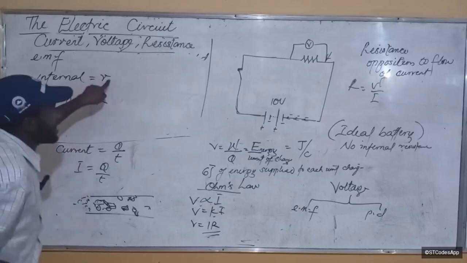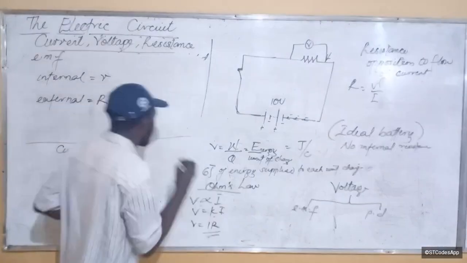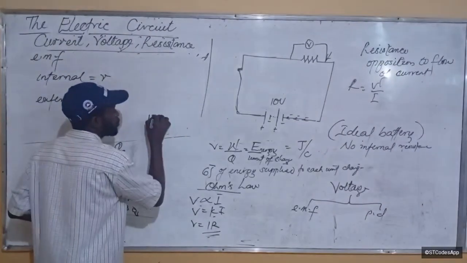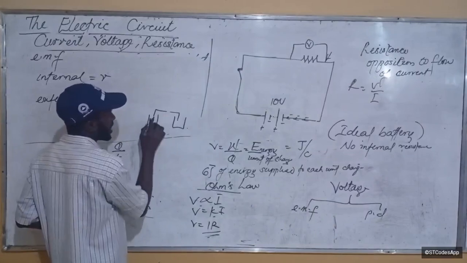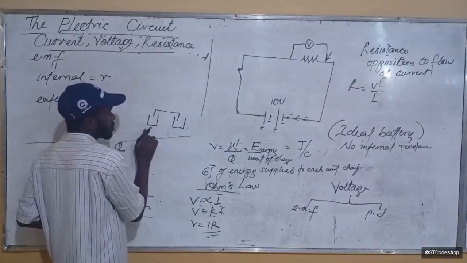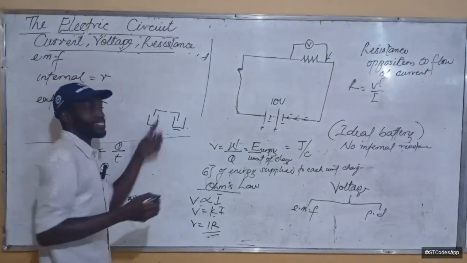So it means that if there is an opposition to the flow of current within the battery, for example, in a voltaic cell or a galvanic cell, we use a wire to connect one electrode to the other. So there are two electrodes, and that wire also has its own resistance.